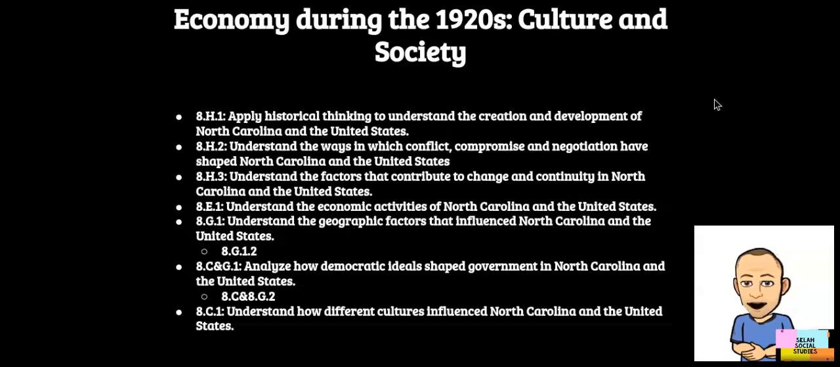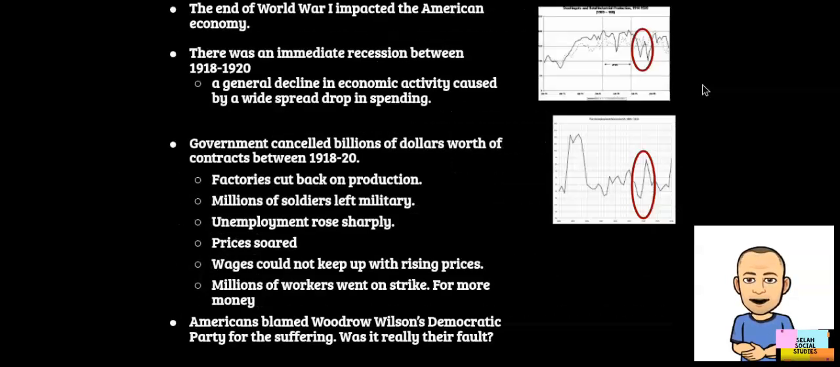Alright, so today we're going to cover the economy during the 1920s, cultures and societies. So nearing the end of World War I, the United States fell immediately into a recession, or a general decline in economic activity caused by a widespread drop in spending, which lasted from the end of 1918 through the majority of 1919. This is partially because of the huge adjustments that were happening on American soil regarding the connection between the war and the economy.